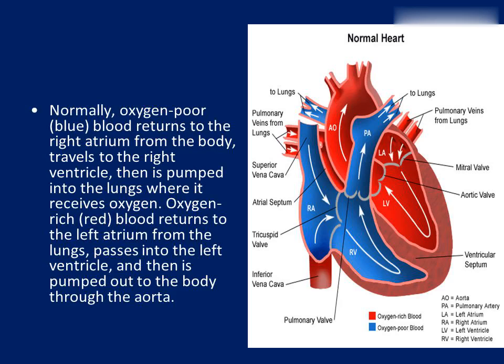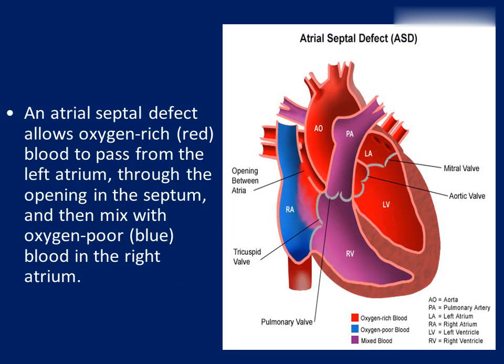Atrial septal defect. Normally, oxygen-poor, blue, blood returns to the right atrium from the body, travels to the right ventricle, then is pumped into the lungs where it receives oxygen. Oxygen-rich, red, blood returns to the left atrium from the lungs, passes into the left ventricle, and then is pumped out to the body through the aorta. An atrial septal defect allows oxygen-rich, red, blood to pass from the left atrium, through the opening in the septum, and then mix with oxygen-poor, blue, blood in the right atrium.